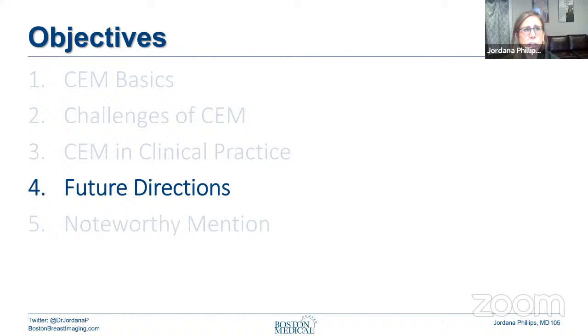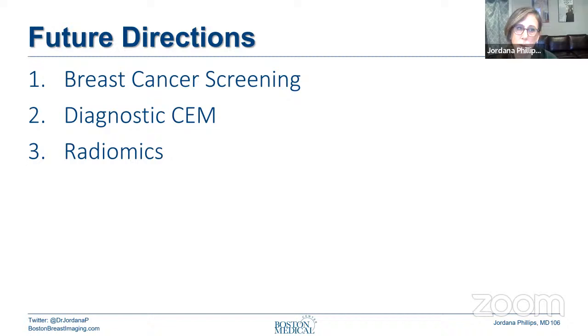So we talked about some of the clinical indications, how people are using it, some of the data. Now we're going to talk about where things are headed in the future. There are three main areas that we're talking about, which is breast cancer screening, using contrast mammo in the diagnostic setting just to formalize those indications a little bit, and then radiomics, which is AI and machine learning, and really, really neat stuff is happening. So we'll talk about breast cancer screening.